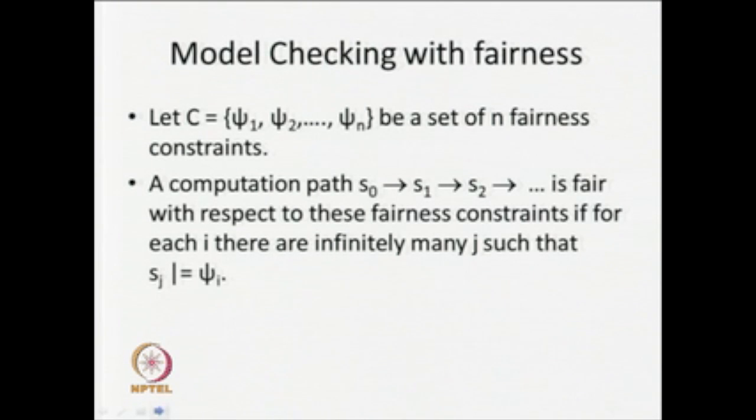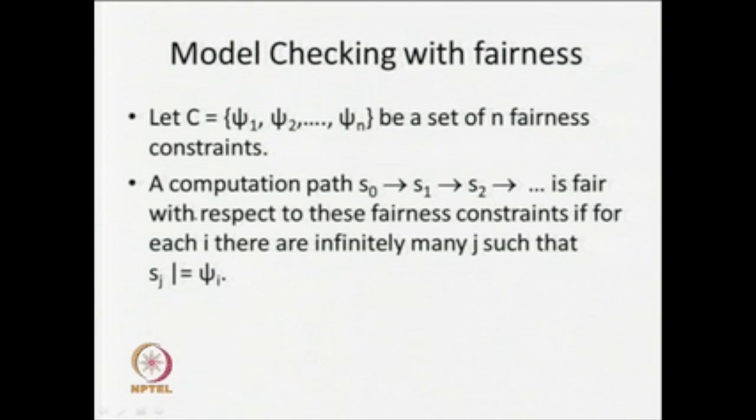Now, in general, instead of one particular fairness constraint, we may have several fairness constraints. So, let C equal {psi 1, psi 2, ..., psi n} be a set of n fairness constraints. We say that C is our set of fairness constraints.